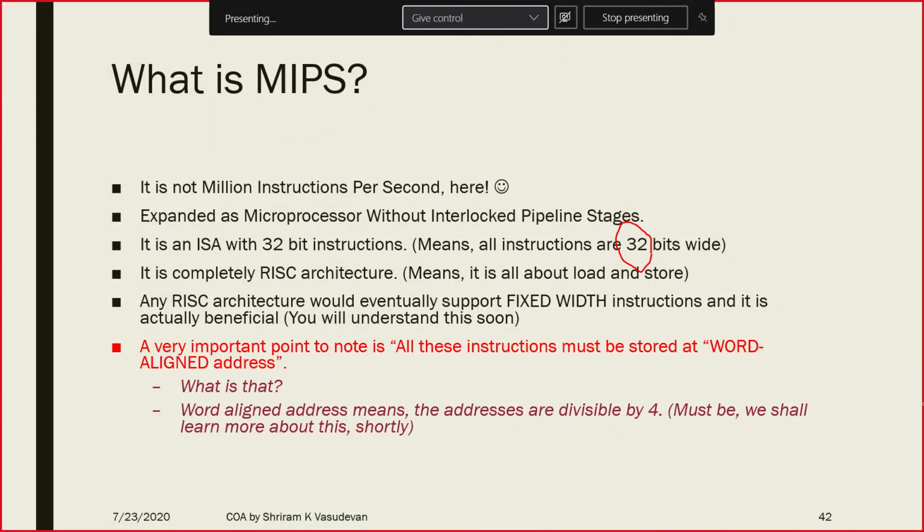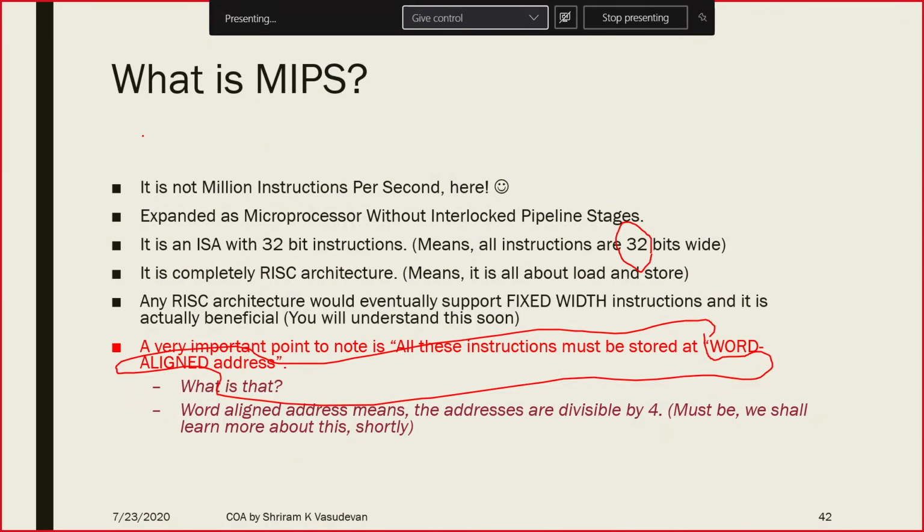And remember, all the instructions that we are going to learn and use here must be stored at a word aligned address. This is a very important interview question and also a very important question whenever you talk about COA or MIPS. What is this word aligned address?